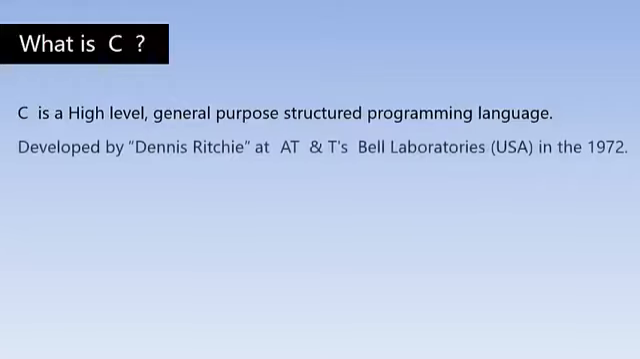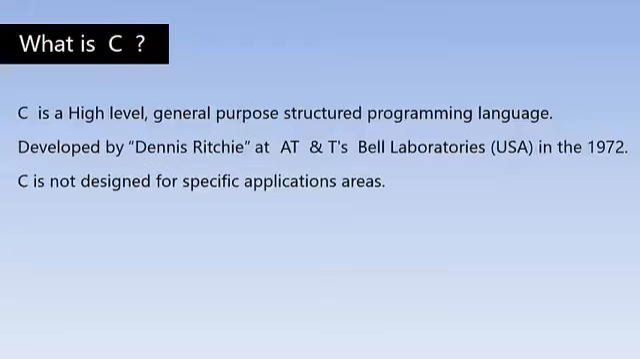Moving on, C was developed or invented by Ritchie. He is the scientist who developed the C language at AT&T Bell Laboratories, USA, in the year 1972. So remember the year and the inventor of C language. His name is Ritchie, in the year 1972. These are the basic fundamental questions that you can expect in interviews.